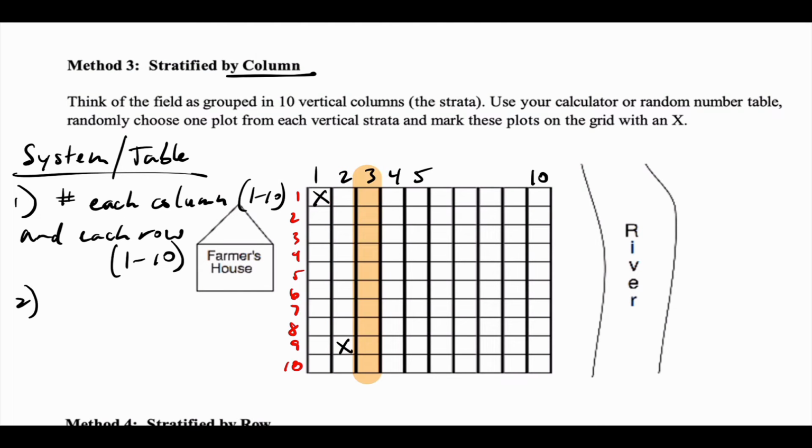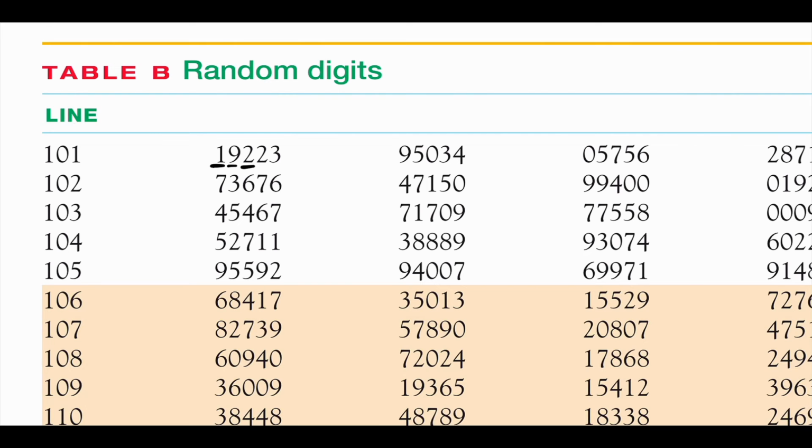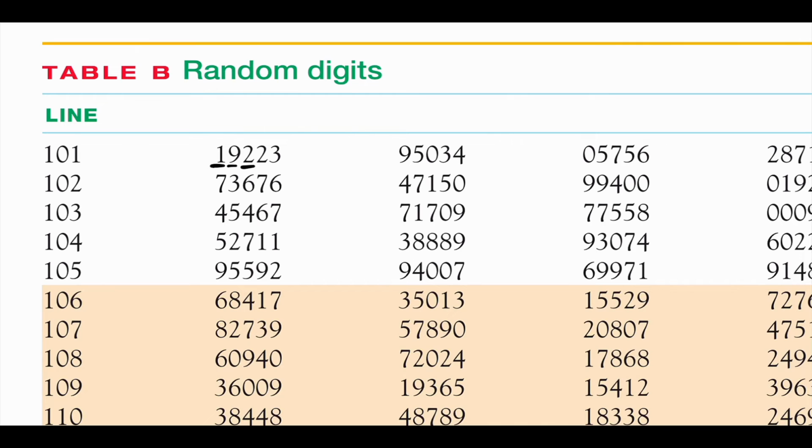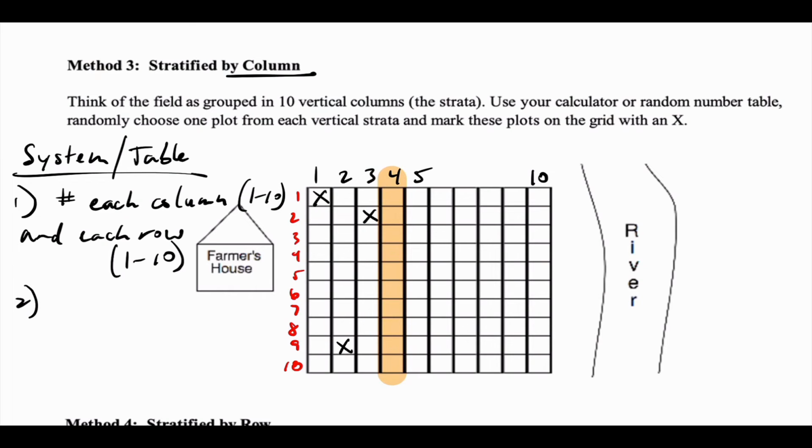The third column, the third number is 2. That one goes there. The fourth column is a 2. Is it okay if I have two 2s? Or do I skip it? Because last time I skipped it. Last time if I got repeats, I told you to skip them. Is it okay this time? It's in a different row, so it's not the same number. It's not the same plot.